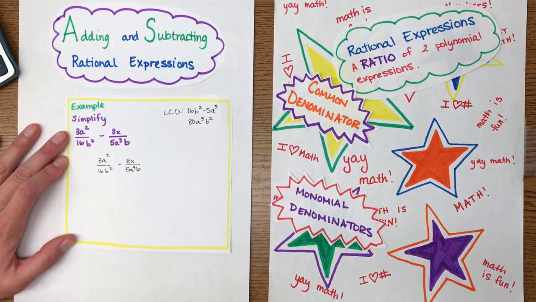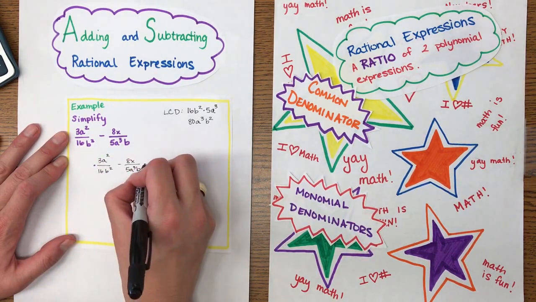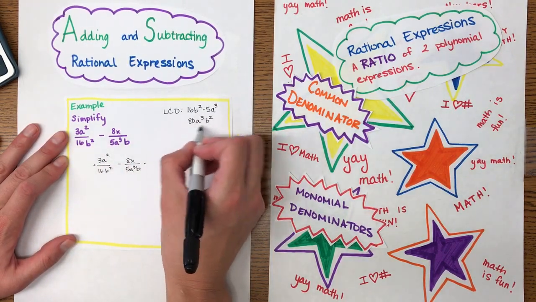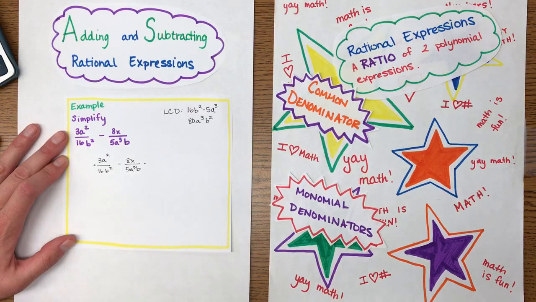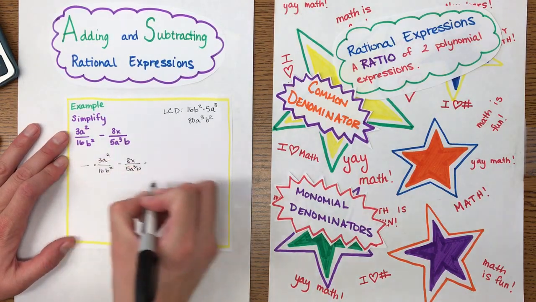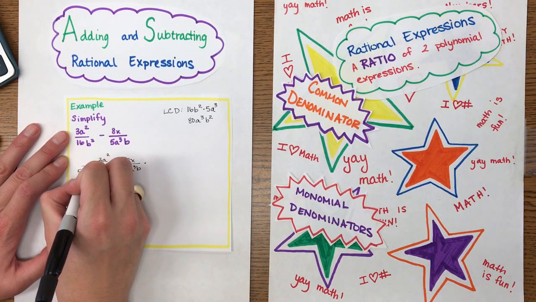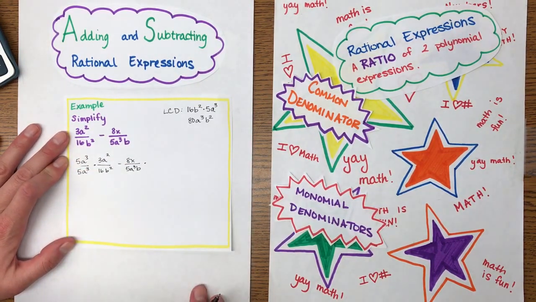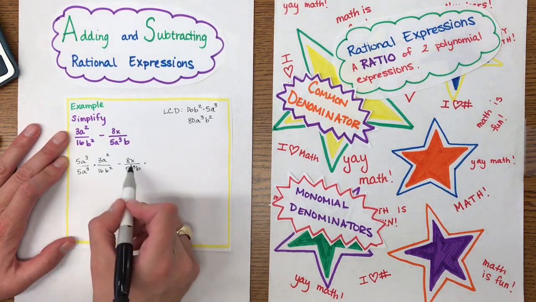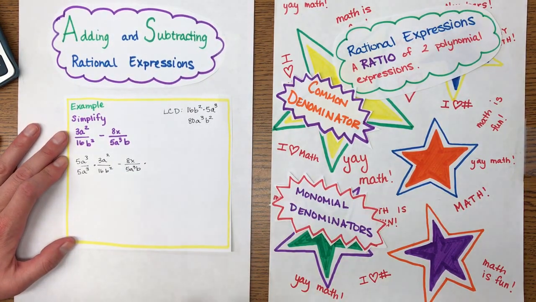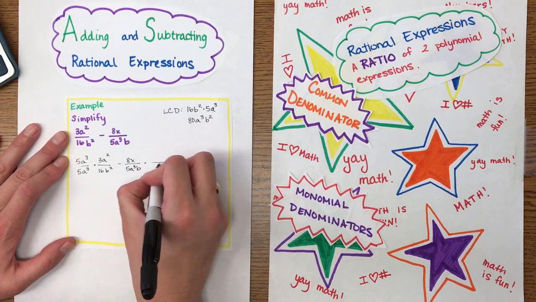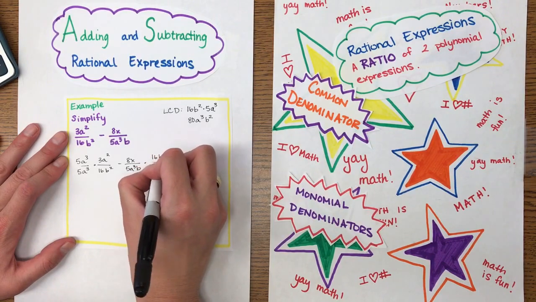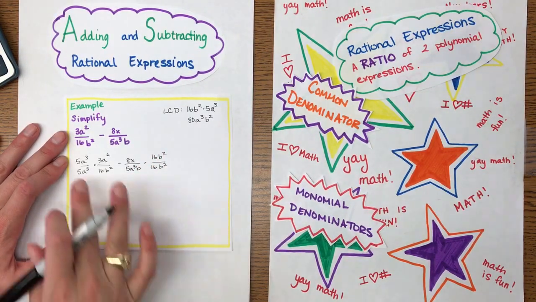So I have 3a squared over 16b squared minus 8x over 5a cubed b. And I need to get a common denominator by multiplying by a convenient value of 1. This term is going to be multiplied by whatever is necessary to make the denominator 80a cubed b squared, which is going to be 5a cubed. So I'm going to make that a convenient value of 1, 5a cubed over 5a cubed. Over here, I'm going to multiply by what's necessary. This is missing a factor of 16 and b. So that'll be 16b over 16b.